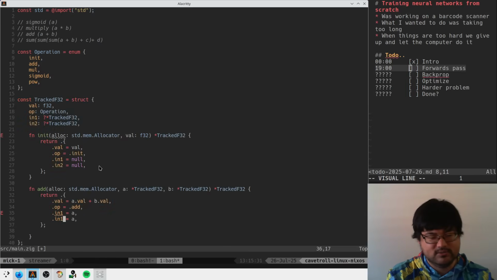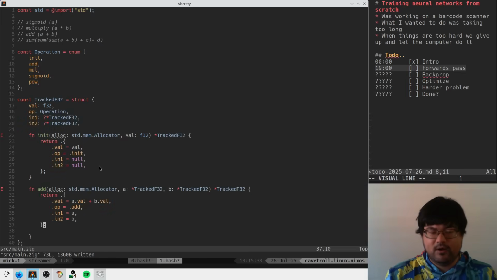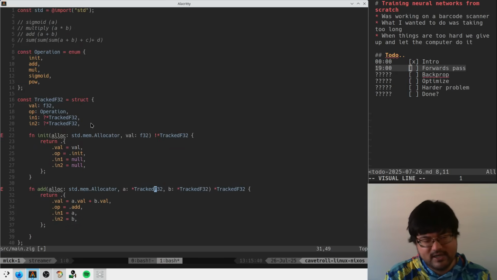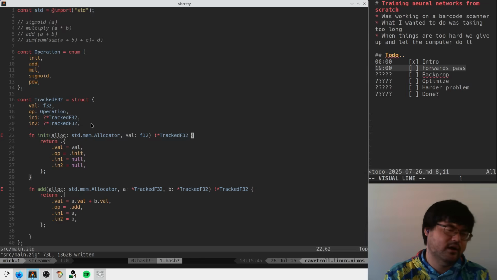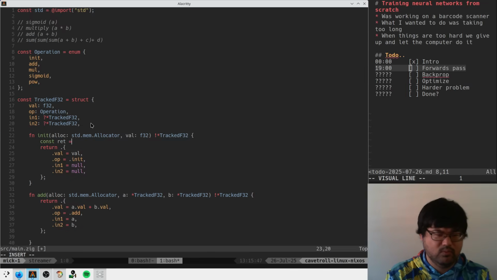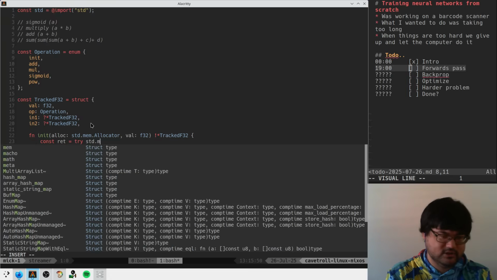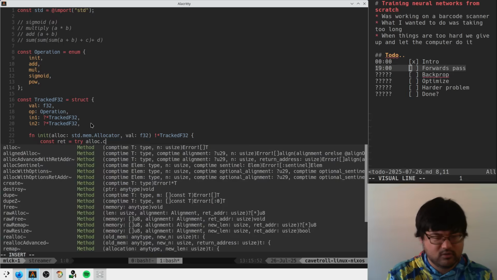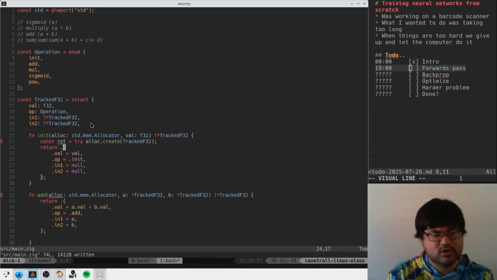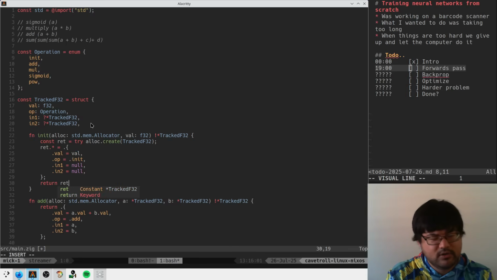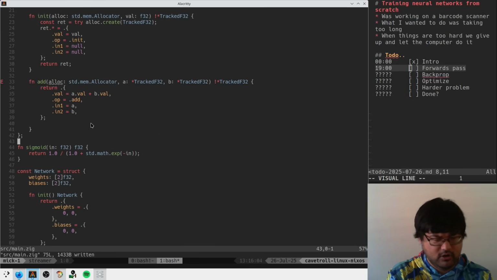So I think it's just like this, right? In 1 is A, in 2 is B. And then we can kind of just walk backwards from there. Simple. And we need to return these guys, so we need to allocate, right? Unfortunately that means that everything is going to have tries everywhere, but whatever. And I guess we do ret is try std alloc create. You know, one of these guys. Sure. ret.* is equal to this, and then return ret. Okay. This seems reasonable so far.